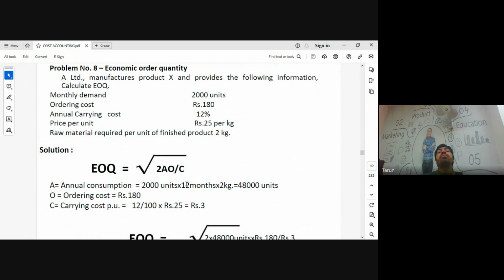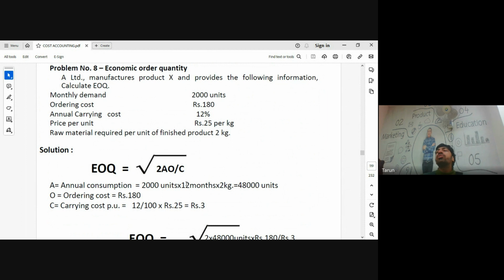So the next problem is how to calculate the economic order quantity. That is the question which has been given on the screen. Monthly demand is 200 units. See, it's given as monthly demand, not annual consumption. So it means you need to calculate annually. In a year, how many months are there? It's 12 months. To calculate the annual consumption, you need to multiply by 12 months.